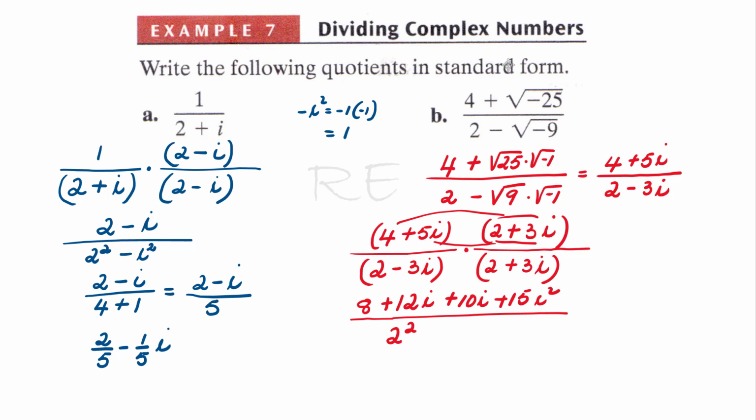And the denominator becomes the sum of 2 squares, 2 squared plus 3 squared. 8 minus 15 will be negative 7. 15i squared is negative 15. And 12 plus 10 is 22, 22i. 4 plus 9, 13. Now, in standard form, negative 7 over 13 plus 22i over 13.